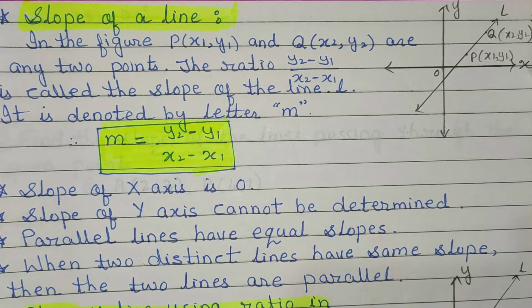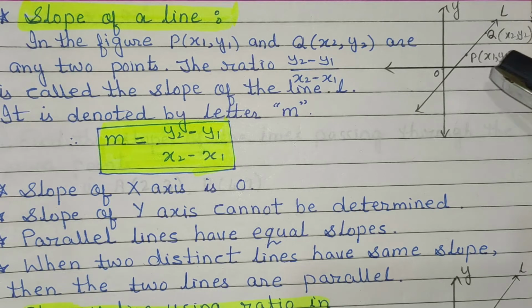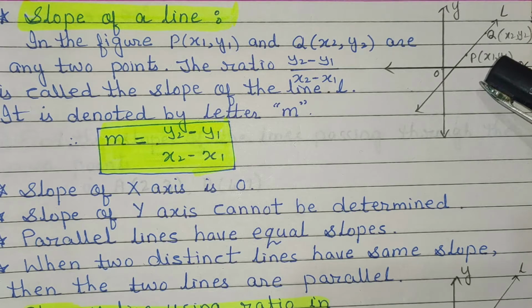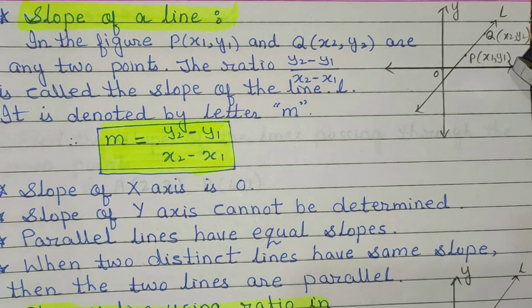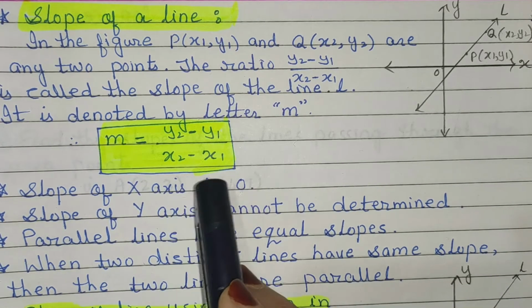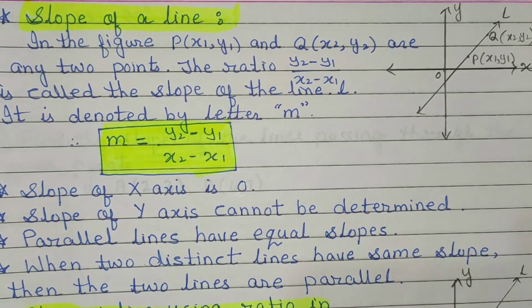Look here, x-axis and y-axis, and on the line L there are 2 points P and Q, and the coordinates of point P are x1, y1, and the coordinates of point Q are x2, y2. Therefore, the slope of the line L is M is equal to y2 minus y1 upon x2 minus x1.